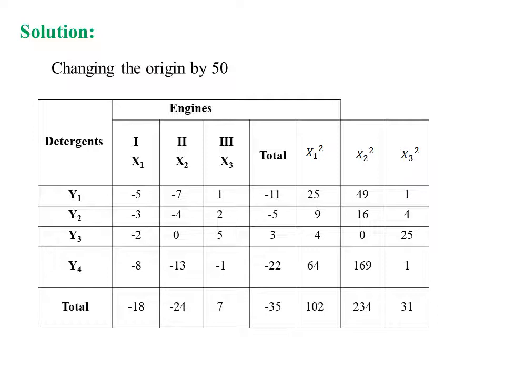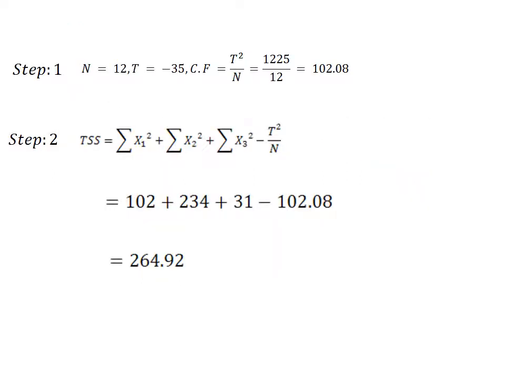Similarly, like the previous one-way ANOVA, I have to frame x1 square, x2 square, x3 square and their summations. The summation of x1 square is 102, summation of x2 square is 234, summation of x3 square is 31. Keep in mind that the t value is minus 35. After framing this table, step 1 arises. As usual, n is 12, because 3 engines and 4 detergents, 4 threes are 12. The total value t is equal to minus 35.